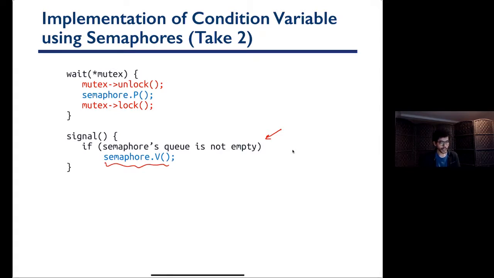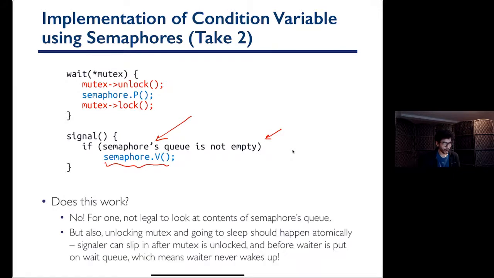Now, this implementation has a problem. And that problem is that I don't have any operation to access the internal value of a semaphore. I can't read the semaphore's value. The only two operations I have on the semaphore are P and V, and that's it. So I can't possibly do this.